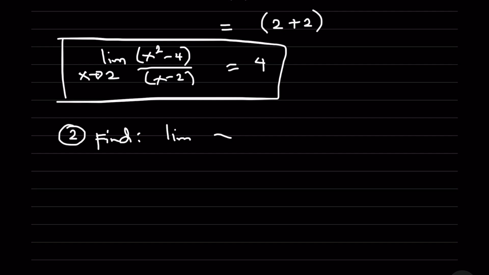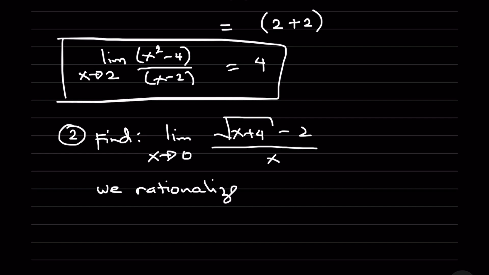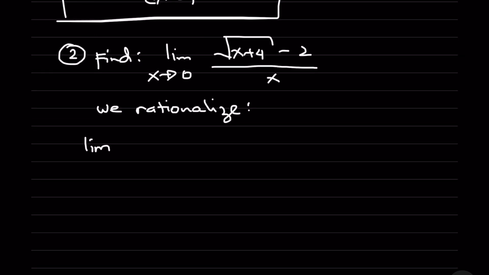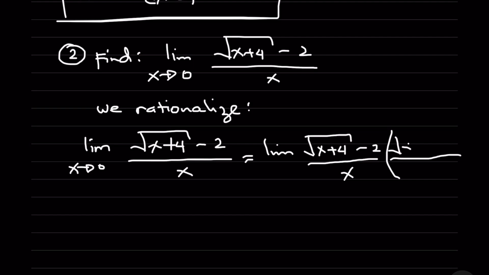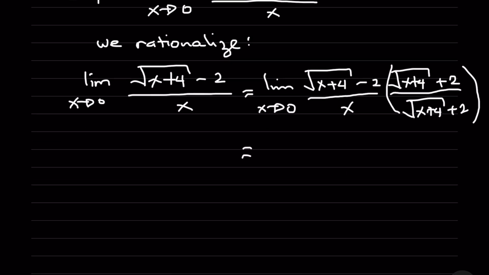Find the limit of the square root of x plus 4 minus 2 over x as x approaches 0. Again, if you substitute x equals 0 immediately, the denominator would be 0. So our approach is to rationalize the function first. So we multiply both the numerator and the denominator by square root of x plus 4 plus 2. So essentially, we are multiplying the function by 1 because the numerator is equal to the denominator.